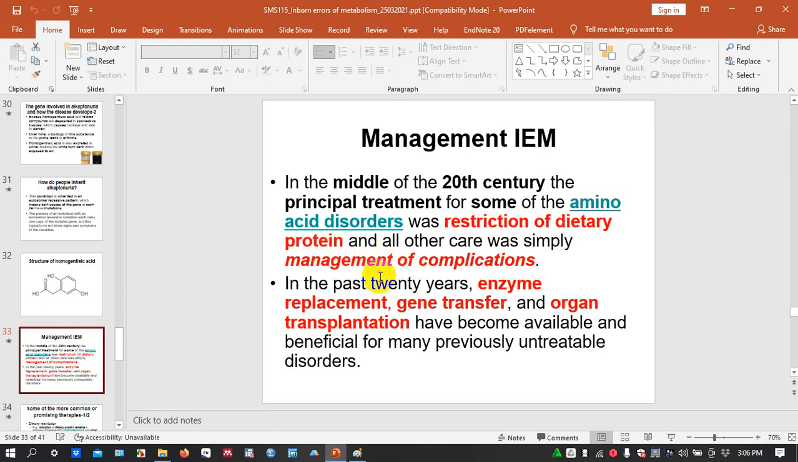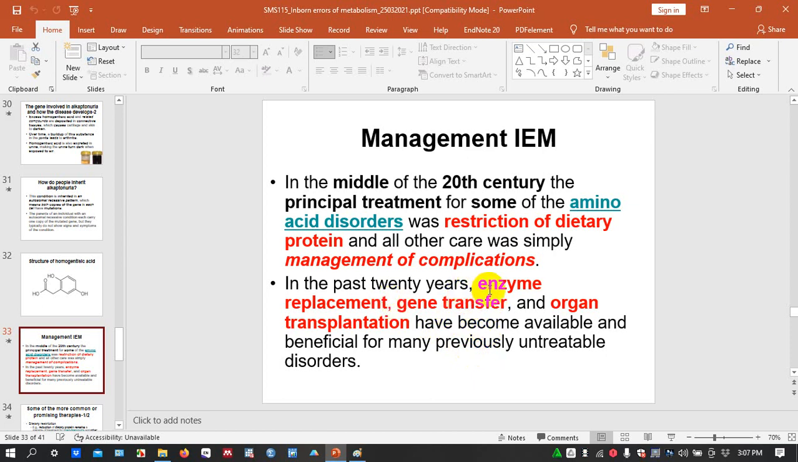Then other management procedures are that if the person has already taken the amino acids, you have to manage or reduce the complications associated. If the person is having bloatedness or diarrhea, you give the person an antacid. It's a drug that reduces the acid content in the gastrointestinal tract. In the past 20 years, enzyme replacement, gene transfer, and organ transplantation have become available and beneficial for many previously untreatable disorders.